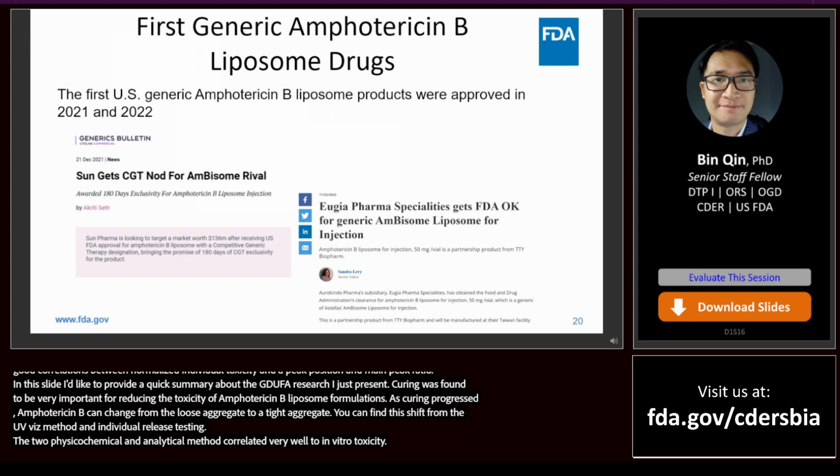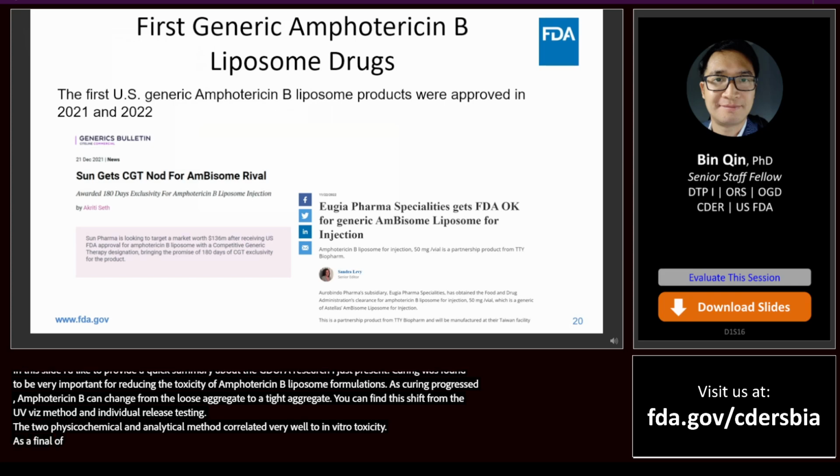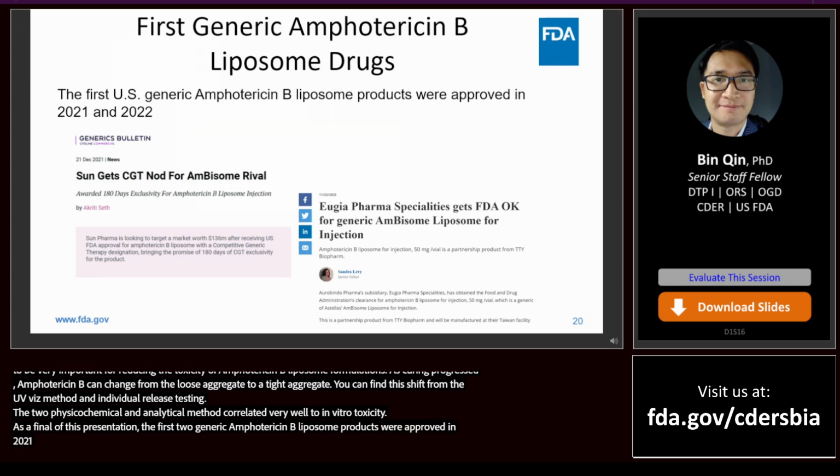As a side note of this presentation, the first two generic amphotericin B liposome products were approved in 2021 and 2022 respectively after the 2020 product specific guidance revision.